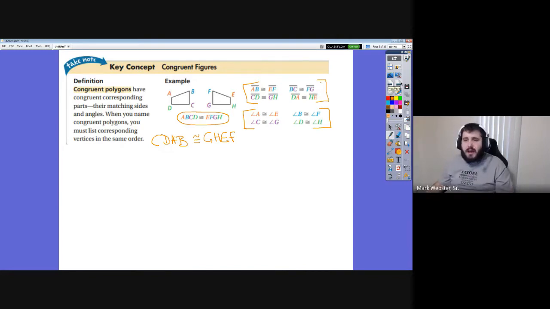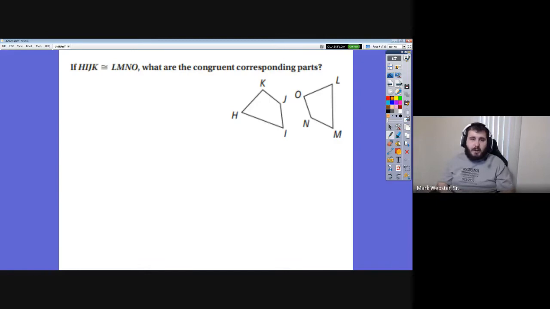All right, so let's go ahead and do some problems now. So look at what they're telling us. HIJK is congruent to LMNO. So they're telling you H corresponds to L, I corresponds to M, J corresponds to N, and K corresponds to O. I want to know what are all the congruent corresponding parts. When they ask for this, if they talk about congruent corresponding parts, they're talking about angles and sides. So it might help you to actually list them out. Here are my angles. Here are my sides.